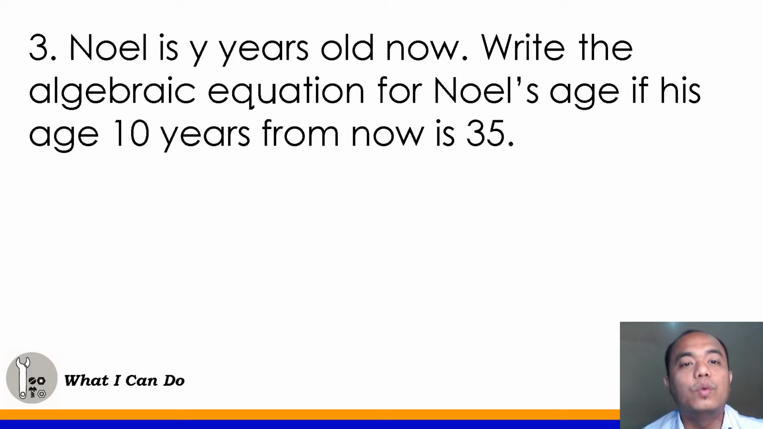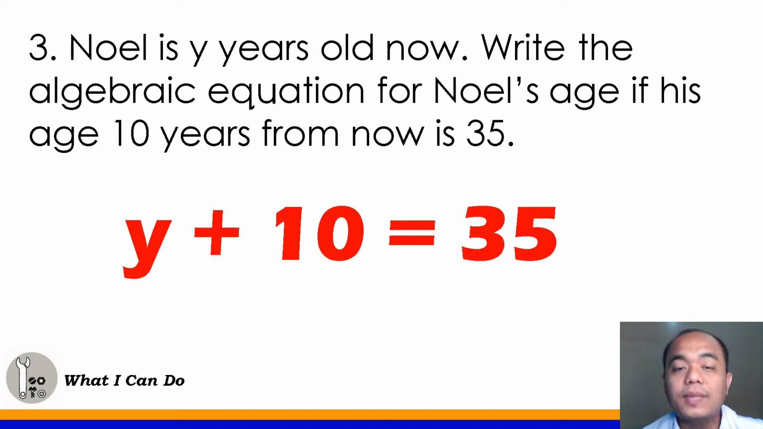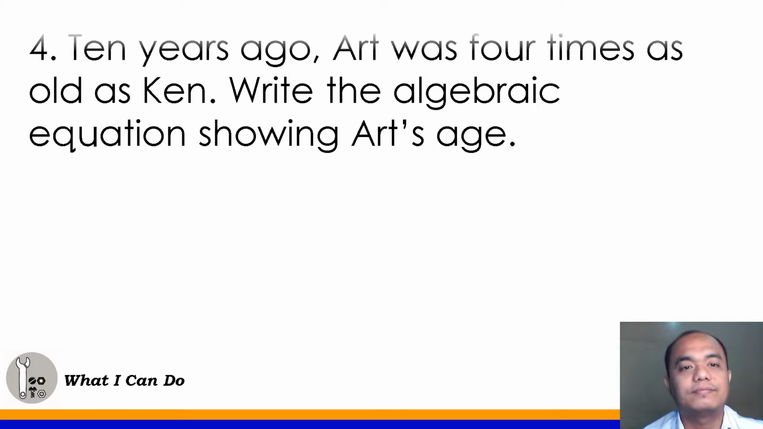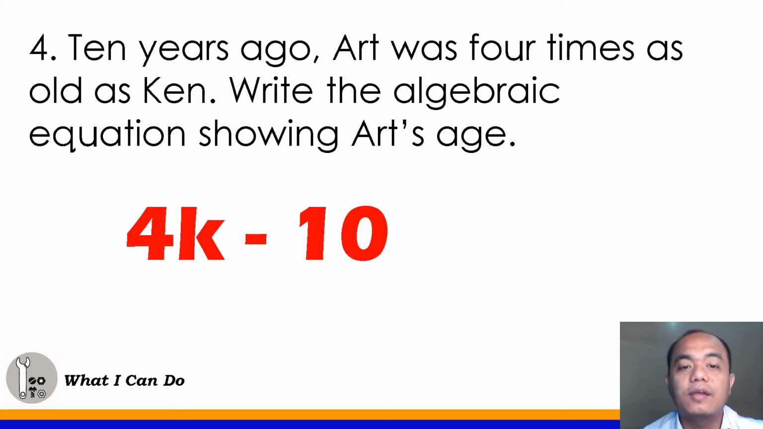Number 3, Noel is Y years old now. Write the algebraic expression for Noel's age if his age 10 years from now is 35. So that would mean Y plus 10 equals 35. Number 4, 10 years ago, Art was 4 times as old as Ken. Write the algebraic equation showing Art's age. So the answer is 4K minus 10.